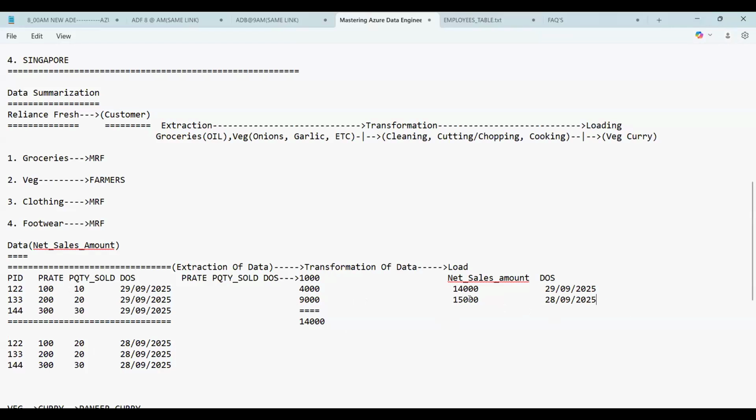Now, based on these 2 days, they wanted to introduce an offer. The 28th day has good sales of 15,000, whereas the 29th day has decreased by 1,000, that is 14,000. So to find this out, we have done the whole process. So this is called what? Extraction, transformation, and loading process.